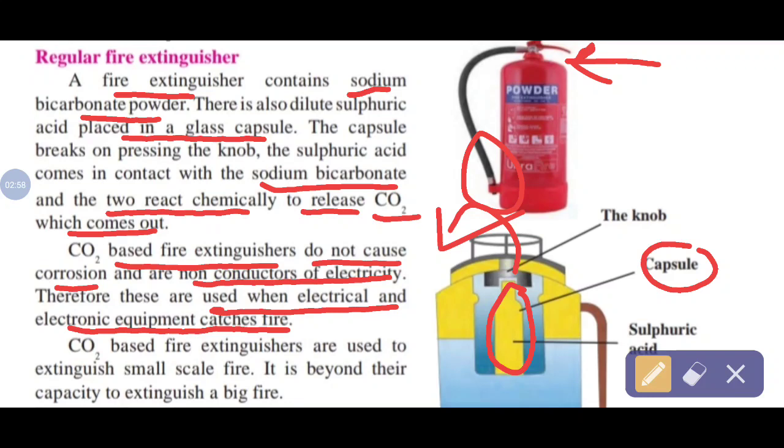The second use is given here, that is carbon dioxide again. Carbon dioxide based fire extinguishers are used to extinguish small scale fire. It is beyond their capacity to extinguish a big fire. So this carbon dioxide based fire extinguisher is used to extinguish only the small scale fire. Remember, the two uses are given here.